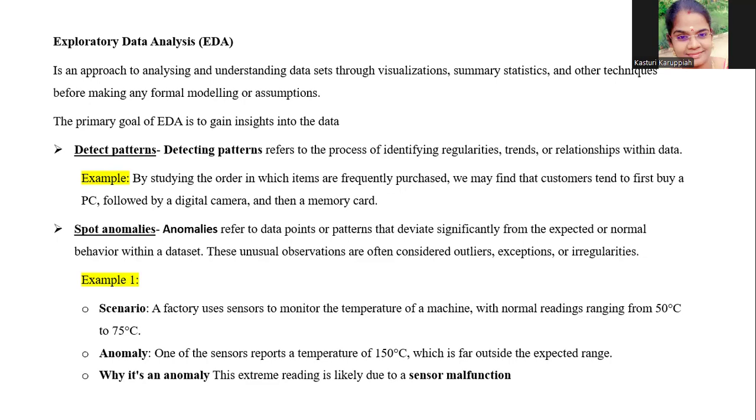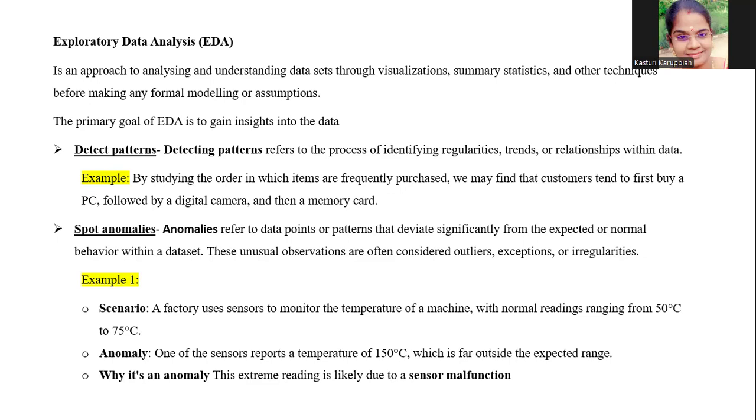Okay. Then what are anomalies? Spotting anomalies. Anomalies refer to data points or patterns that deviate significantly from the expected or normal behavior within a data set. An unusual observation in a data set is called an anomaly, exception, or outlier. We can see one example for that.